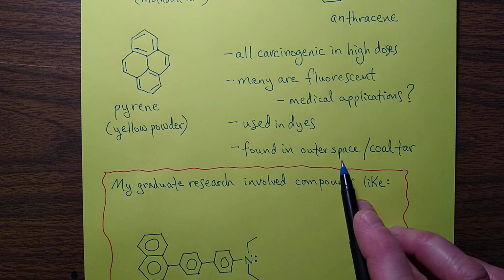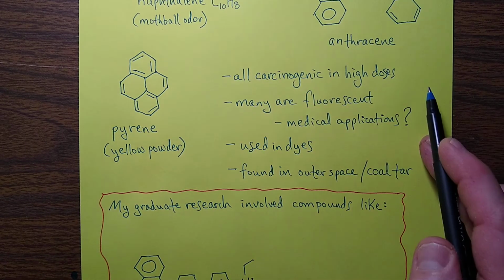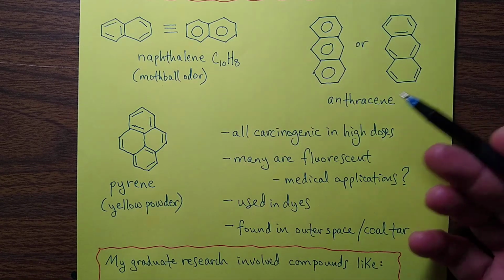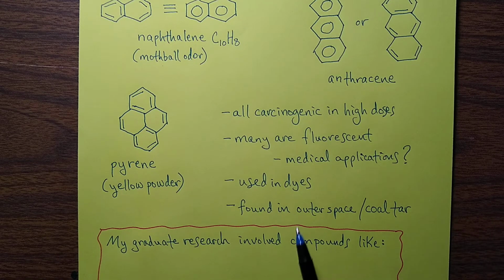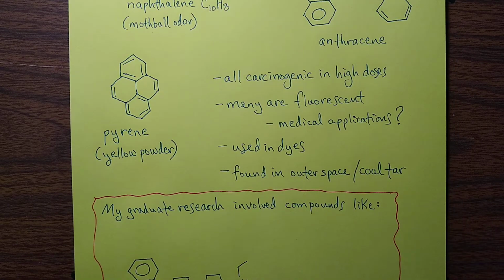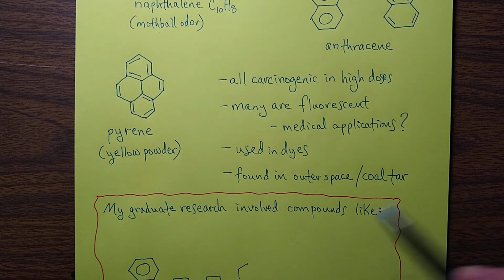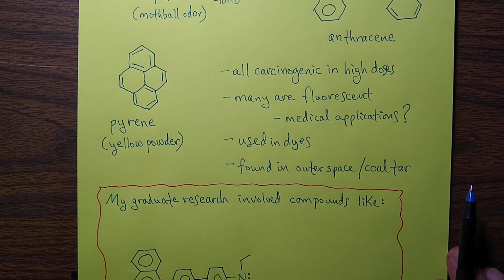And believe it or not, they're actually found in outer space. Astronomers have detected these molecules, and this is just 3 of the common ones. There's probably 20 others that have similar structures. But these have been found in outer space. How they got out there, I have no idea. But they're just formed in stars, and the stars explode, and these are spit out into the interstellar medium.